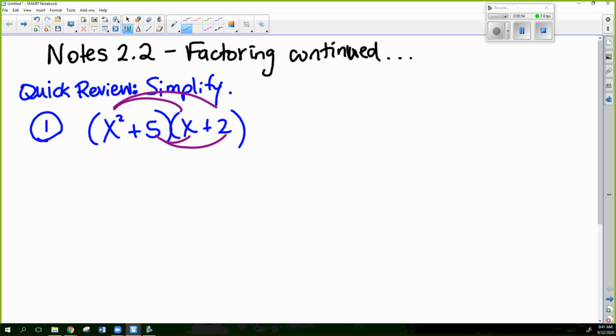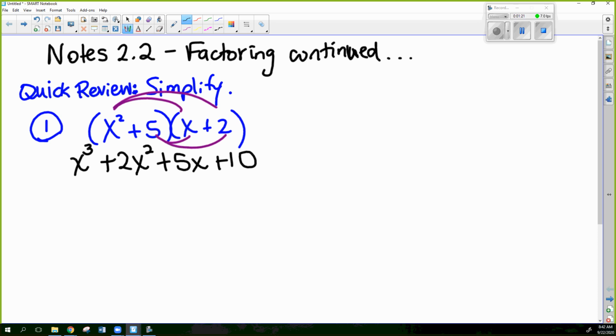All right, what do you get when you foil this thing out? Keith, I saw yours on your paper. Do you mind sharing? Distribute. Yep. What'd you get? X to the third. Very good. Plus 2x squared. Excellent. Plus 5x. Uh-huh. Plus 10. Awesome. And what did you notice? Were you able to add anything together? No, you were not. Okay?